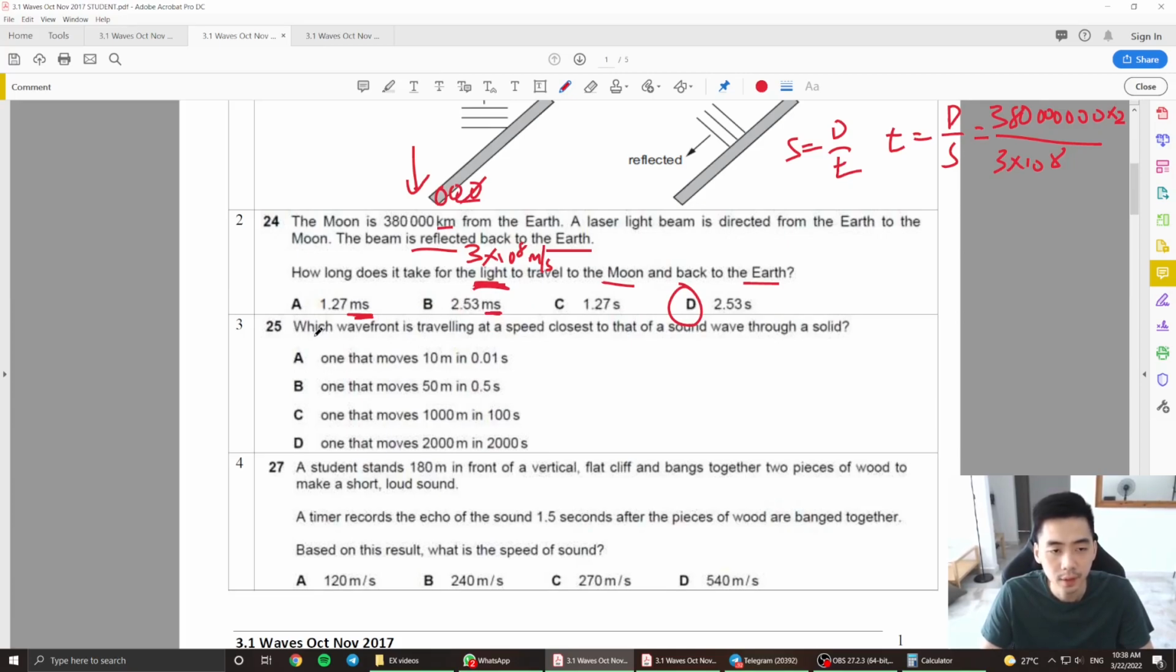Alright. Then question 3, which wavefront is traveling at a speed closest to that of the sound in a solid? The sound in a solid is somewhere around 3,000 meters per second, right? So you need to find one of it that is.